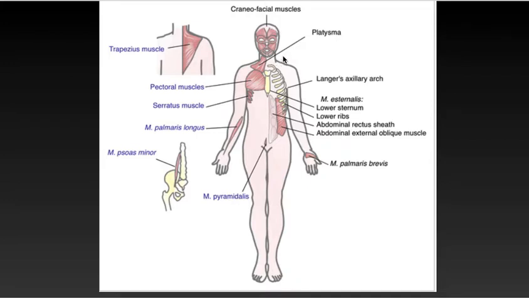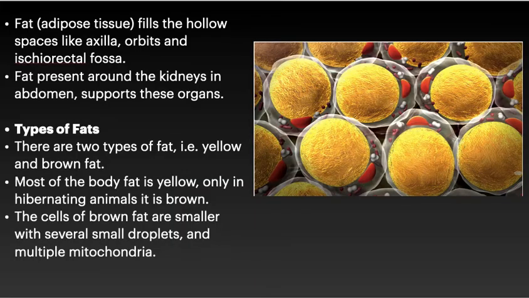That is the craniofacial muscles, the platysma, the palmaris brevis. Now, fat, that is the adipose tissue, fills up the hollow spaces like the axilla, orbits, and the ischiorectal fossa. Fat is present around the kidneys in the abdomen, supporting the organs. Now, there are two types of fats, the yellow and the brown fat. Most of the body fat is yellow.